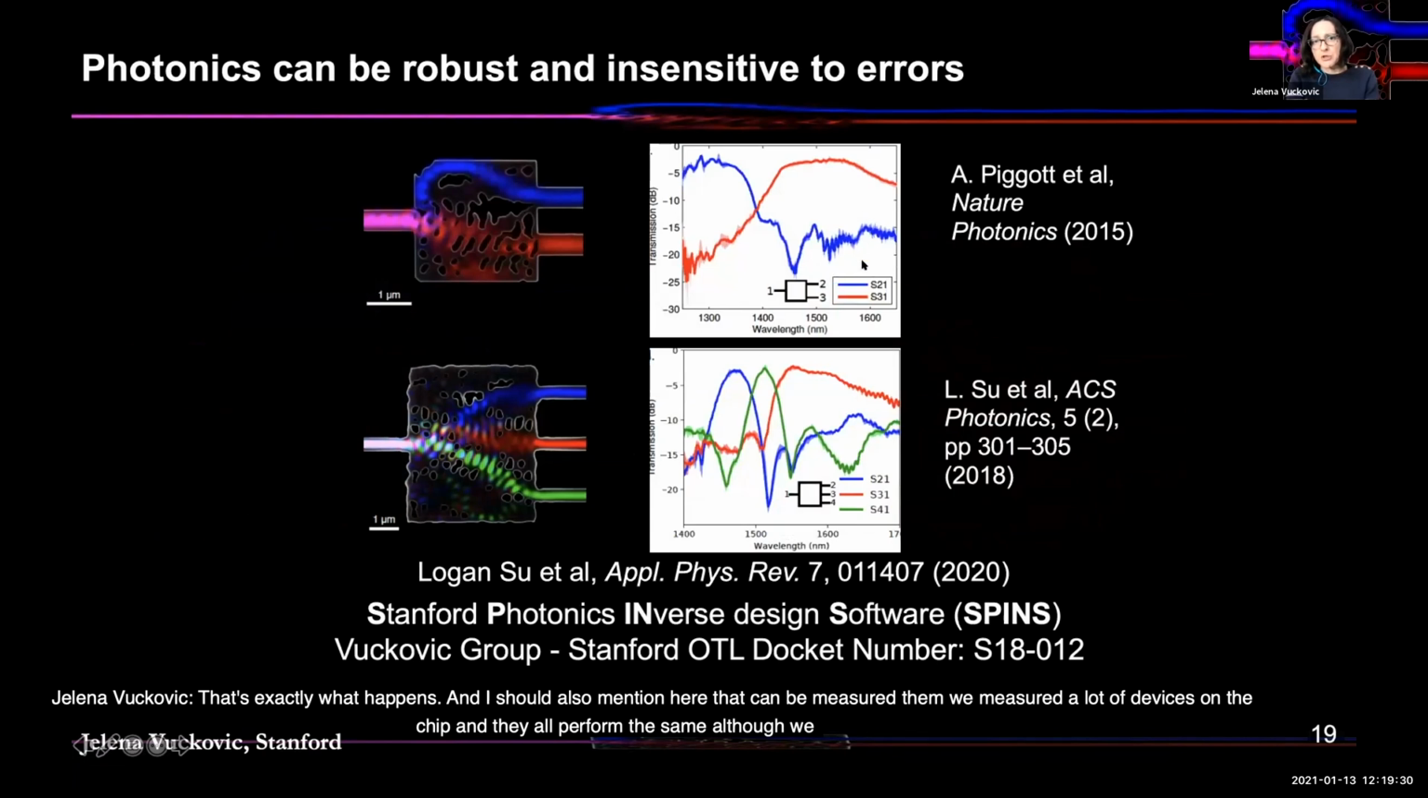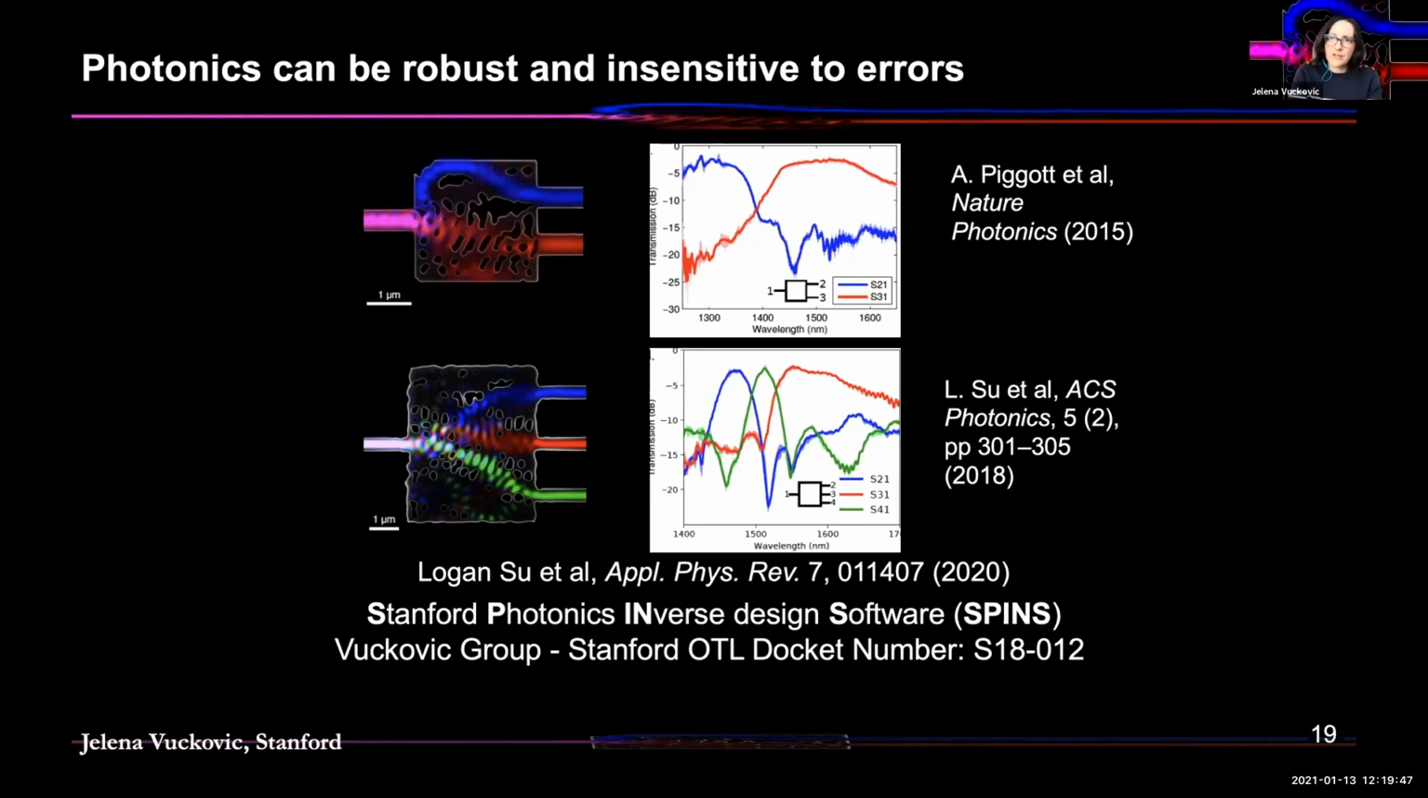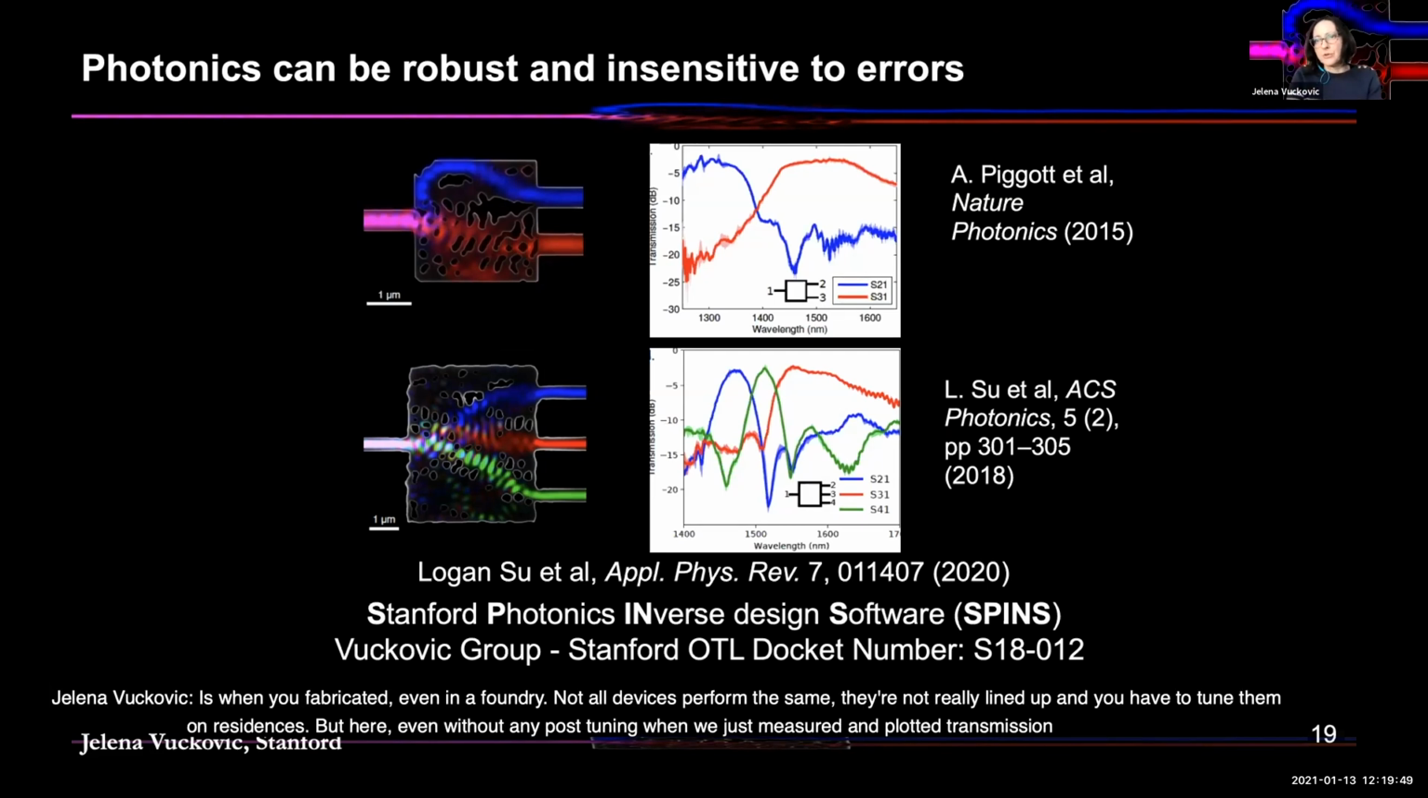And I should also mention here that when we measured them, we measured a lot of devices on the chip and they all perform the same, although our fabrication is far from perfect, right? So we are really not fabricating devices that are perfectly identical to each other. And as we all know, when you do photonics, even when you fabricate in a foundry, not all devices perform the same. They're not really lined up and you have to tune them on resonances.